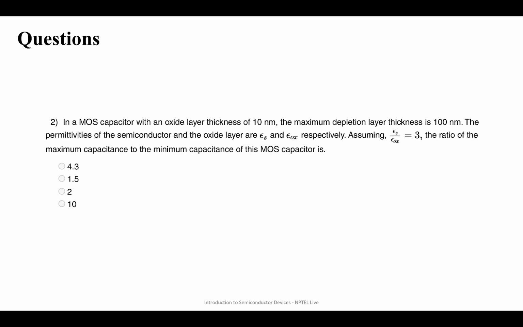For a MOS capacitor with an oxide layer thickness of 10 nanometers, maximum depletion layer thickness of 100 nanometers, and the permittivities epsilon s and epsilon ox, assume epsilon s by epsilon ox equals 3. The ratio of maximum capacitance to the minimum capacitance of this MOS capacitor is 4.3, 1.5, 2, or 10.